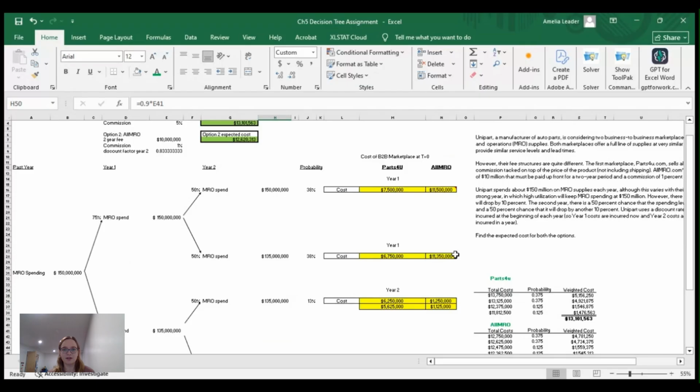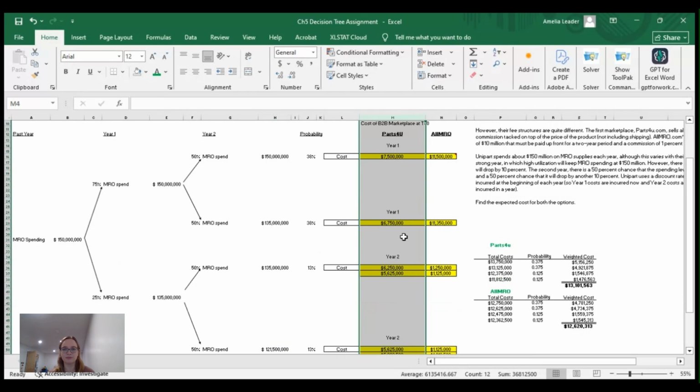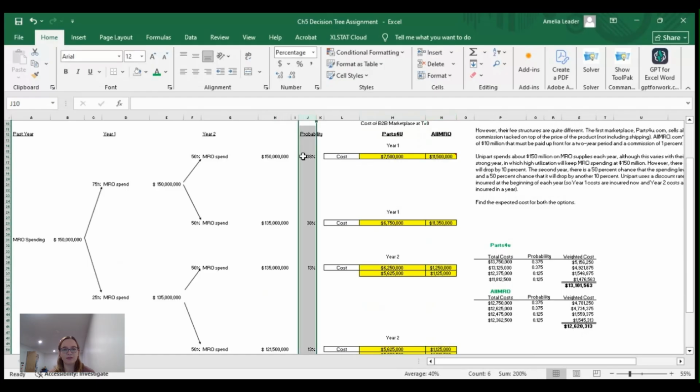And then from there, we need to calculate each scenario. So this column is Parts for U, year 1 and year 2. And then this column's Aimrow, year 1 and year 2. And here is the total probability of each scenario happening, which we will need to use at the end to calculate total expected costs.